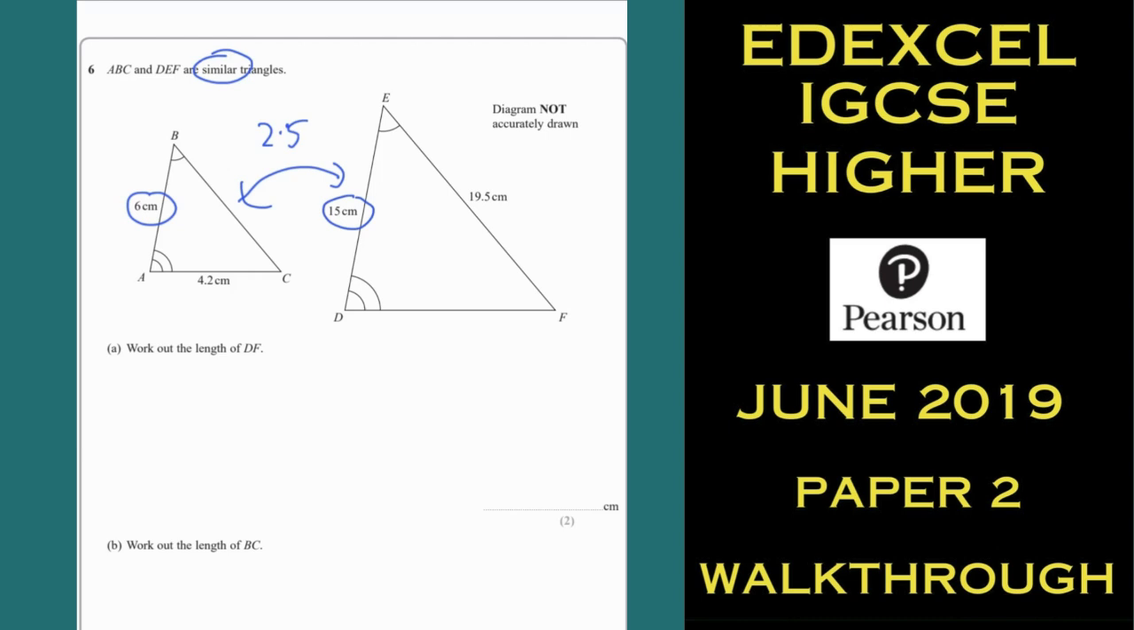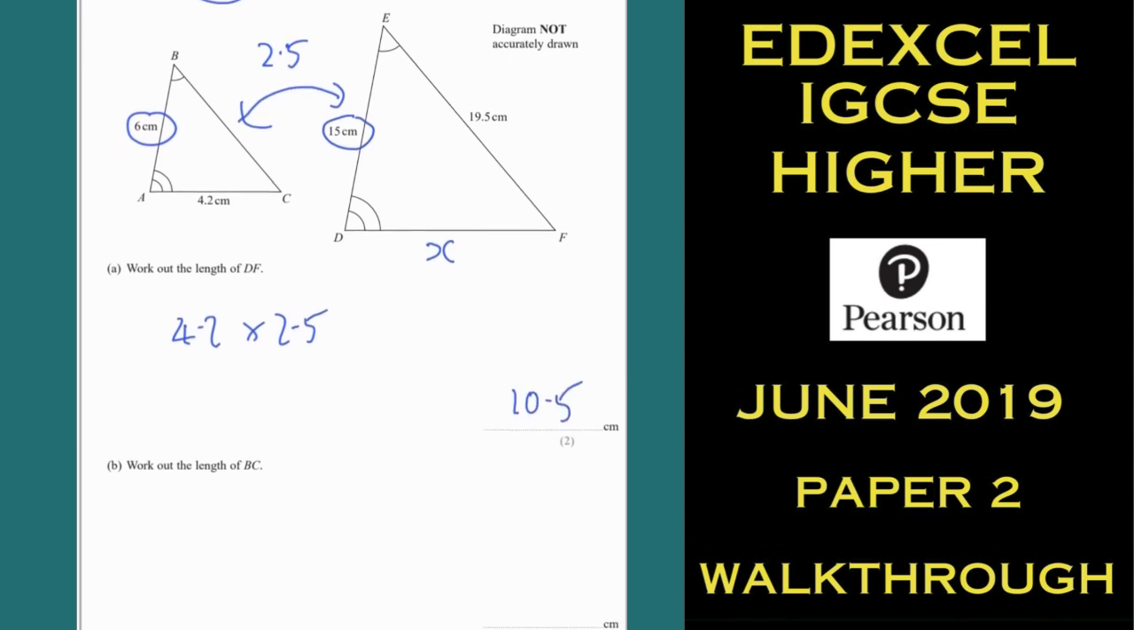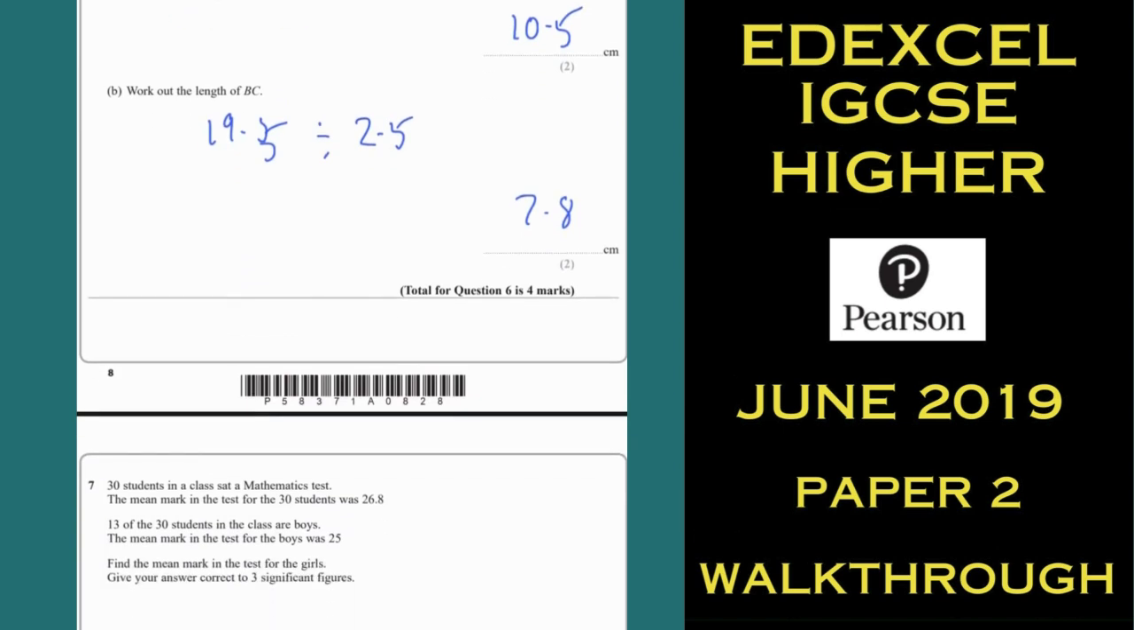How do we find the length of DF? We're getting bigger, so I need to take the 4.2 and times it by my multiplier to get 10.5. And to work out BC, that's this side here, I'll call it Y. We're going from bigger to smaller, so we need to take the 19.5, divide it by our scale factor to give us 7.8 for a nice 4-mark question.